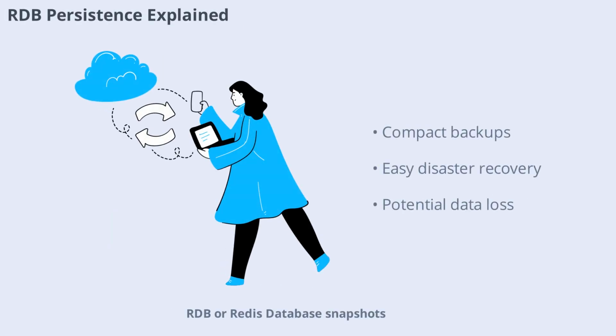RDB, or Redis database snapshots, capture the entire dataset at specific intervals. These compact files are perfect for backups and disaster recovery. You can configure Redis to save snapshots every few minutes or after a certain number of changes. The main advantage is fast restarts and easy backups, but the downside is potential data loss between snapshots if a crash occurs. RDB is ideal when you can tolerate losing a few minutes of data.